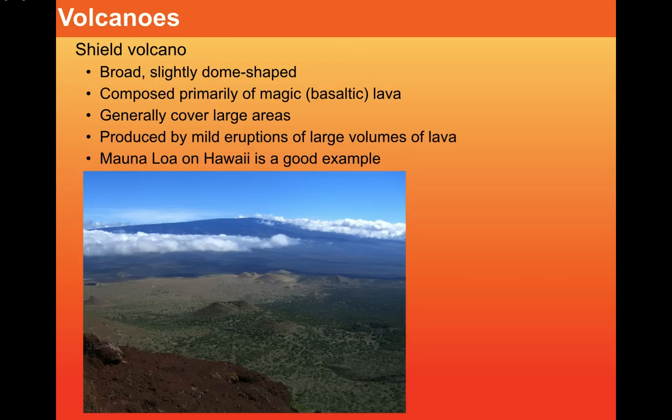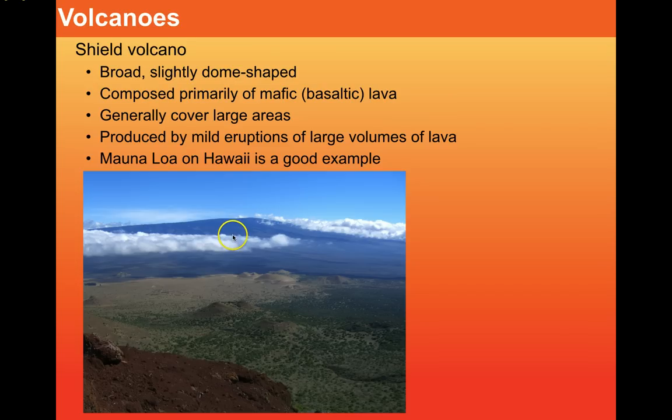It's actually one of the tallest mountains in the United States, all 50 states. It's generally composed primarily of mafic, say, basaltic lava. Whenever you hear mafic lava, you should immediately think of basalt. It generally covers large areas. Shield volcanoes do exist in other areas, but Mauna Loa is the heart of the Big Island of Hawaii.